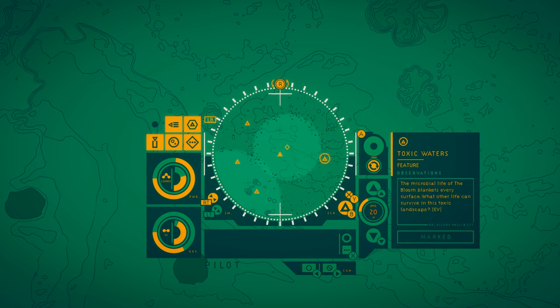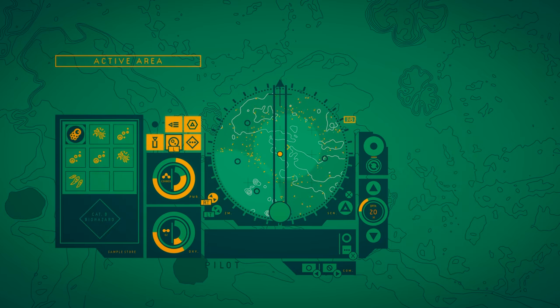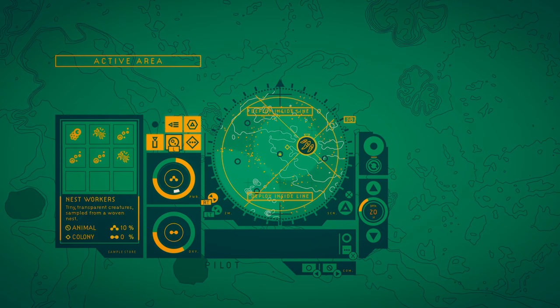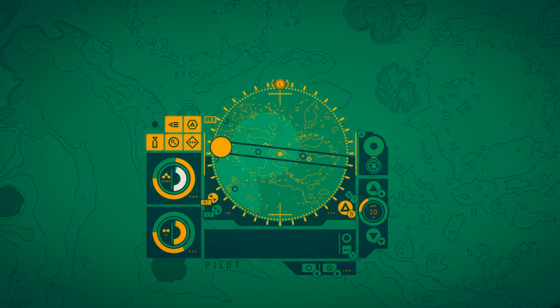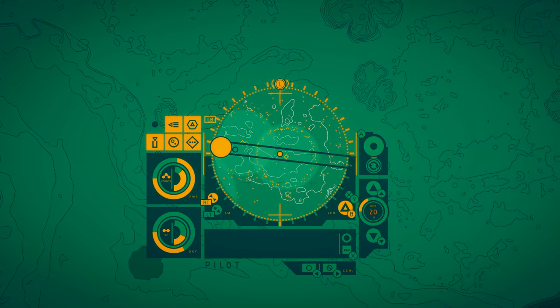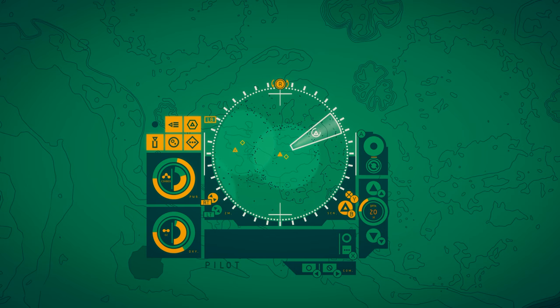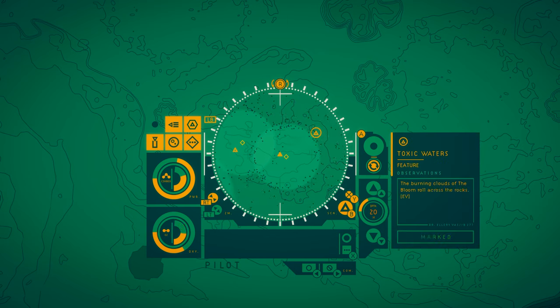The microbial life of the bloom blankets every surface. What other life can survive in this toxic landscape? The burning clouds of the bloom roll across the rocks.